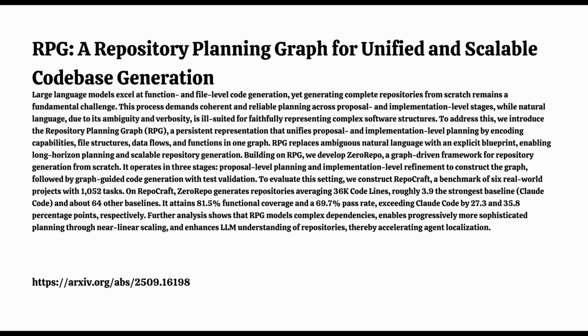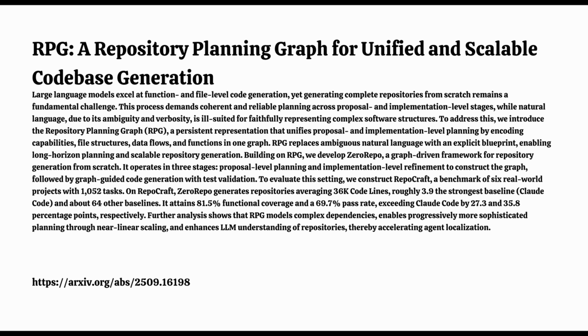It's huge. It's about 3.9 times larger than the best-performing natural language baseline, which used Claude Code, and roughly 64 times larger than other baselines they tested. 64 times. So those other methods were essentially hitting a wall very, very early on. Absolutely stalling out. Whereas the RPG-guided approach could keep building consistently, and crucially, this scale came with correctness. Right. Size isn't everything if the code doesn't work.